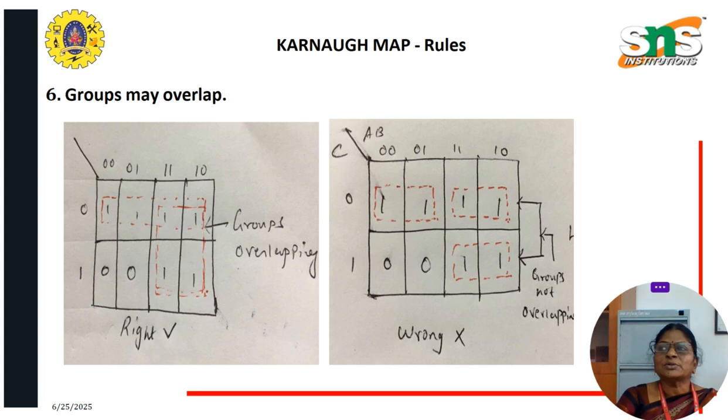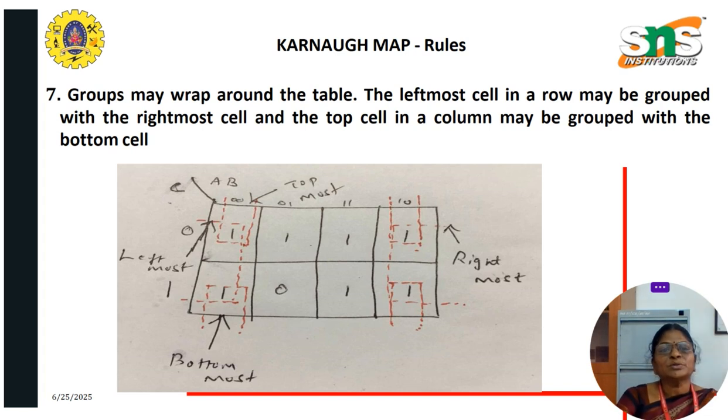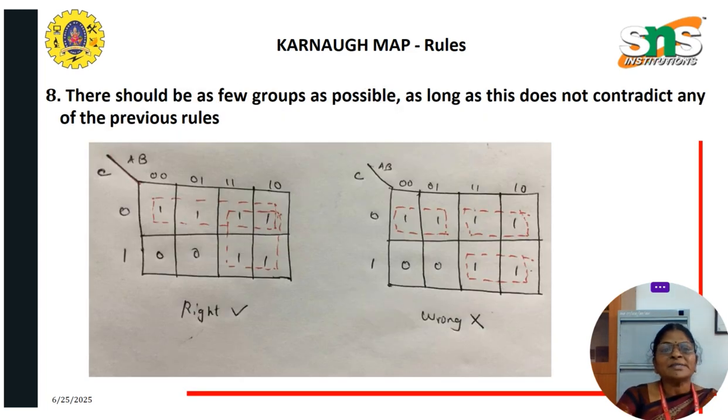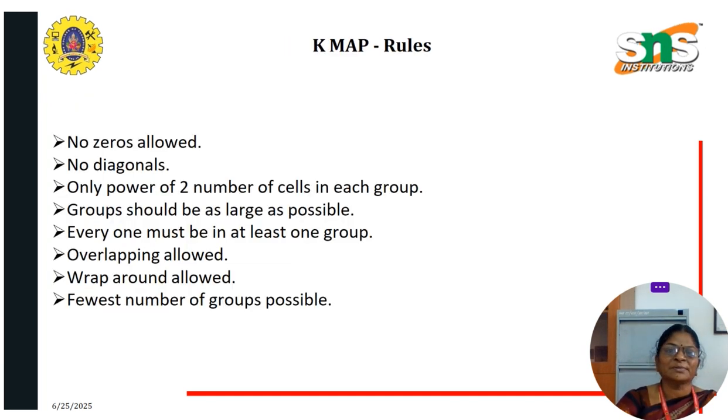The next rule is the groups may also overlap. So you can see two quads are overlapped here horizontally and vertically. Next one, the groups may wrap around the table, like topmost and bottommost, and leftmost and rightmost. This type of adjacency is also allowed. And the next rule is there should be as few groups as possible. That is, as we discussed in the fourth point, the groups must be as large as possible. So these are the rules which we have discussed so far with the examples.